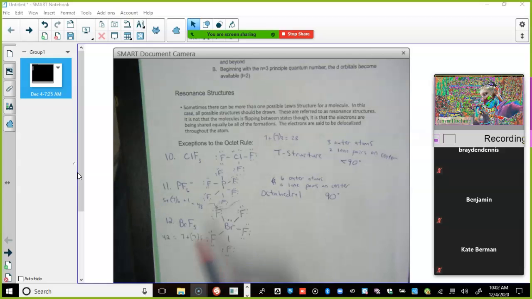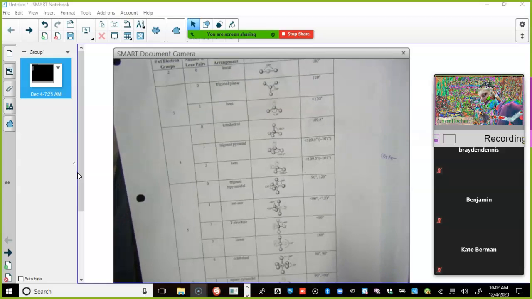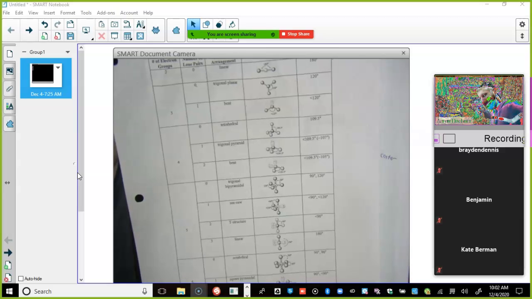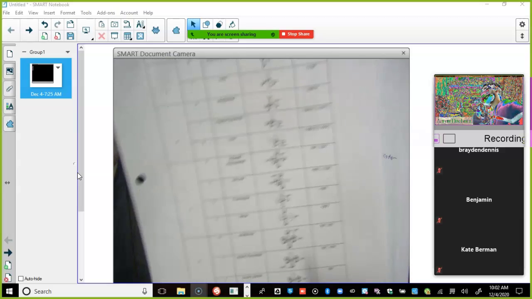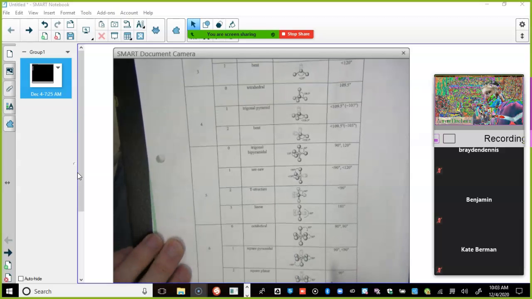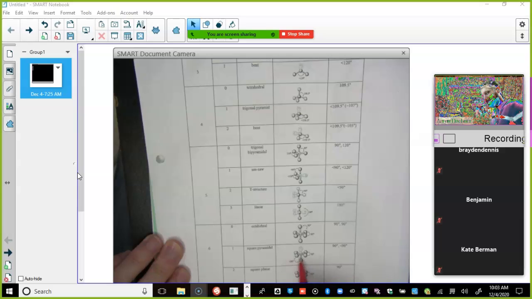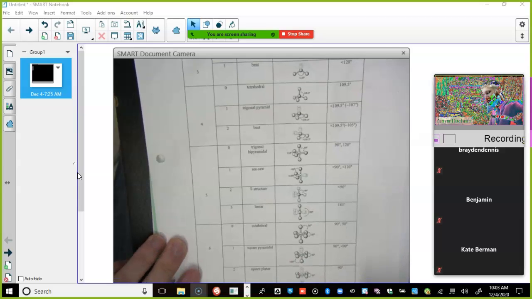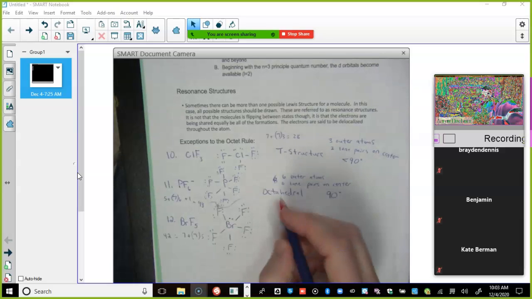So here we have 5 outer atoms. It looks like we got 1, 2, 3, 4, 5, and a lone pair. Whoops. 5 outer atoms and a lone pair. It's square pyramidal because the lone pair pushes back on these, making it kind of flat. So this is square pyramidal.